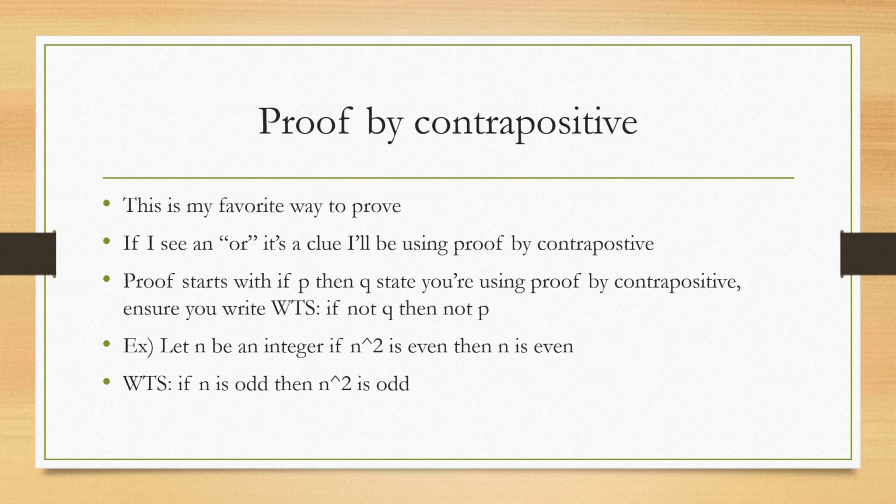So an example is let n be an integer. If n squared is even, then n is even. And I want to show if n is odd, then n squared is odd. And that is an easier proof for me to solve than let n be an integer. If n squared is even, then n is even.